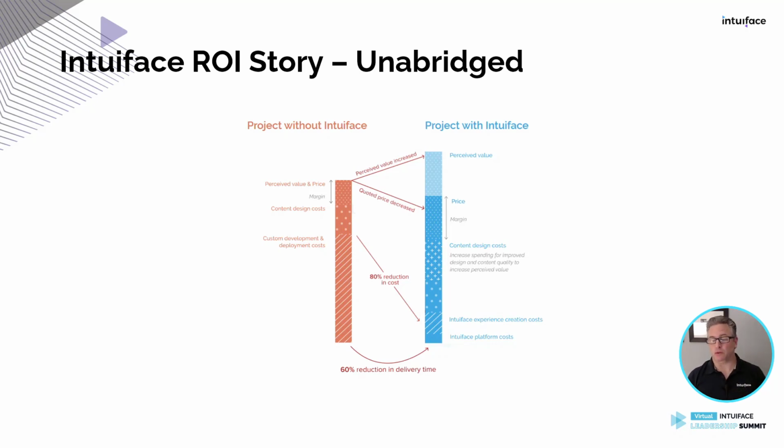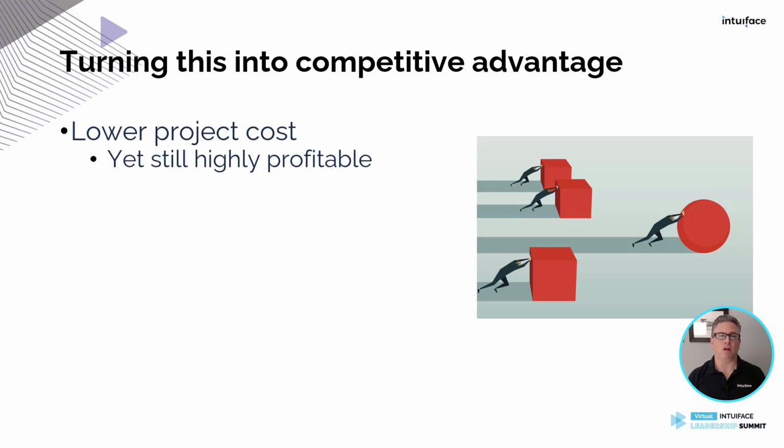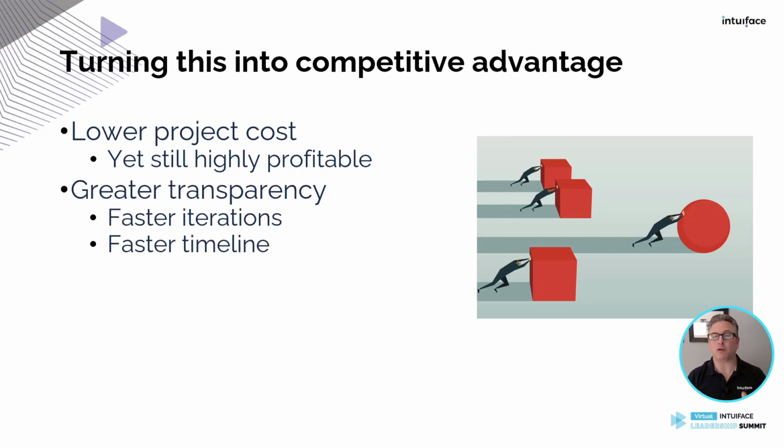So how do you turn this to a competitive advantage? Well, first, it enables you to have a lower cost than your competition. If they're coming in with bespoke development, then by definition, you should be able to deliver the same, if not more, capability much more quickly, yet, as we've seen, still do it in a highly profitable fashion. You will offer greater transparency because you are iterating so quickly. Because you're able to deliver things on your timeline so quickly, your clients will have very early, very often exposure to your work. They'll know that you're on track.